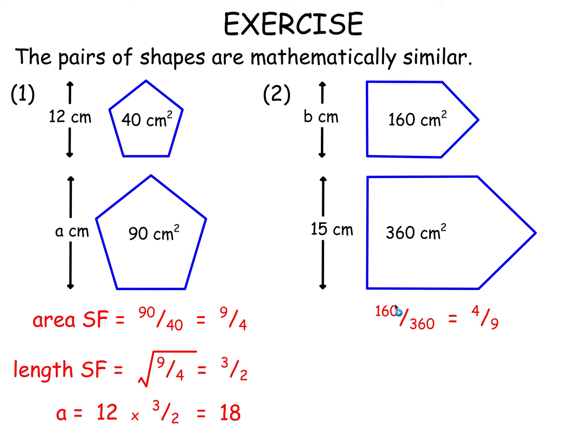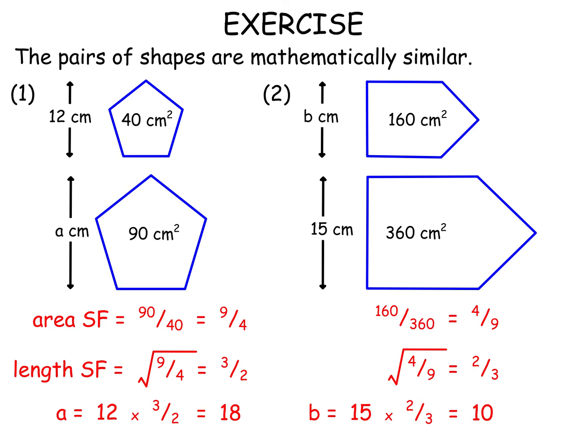Next one. Area scale factor is 160 over 360. Simplifies, dividing the top by 40 and the bottom by 40. It simplifies to 4/9. That's the area scale factor. Square root that. That's the length scale factor. Apply the length scale factor to that 15. 15 times 2/3. Divide the 15 by 3 and multiply by 2. It's 10. That height is 10 centimetres.